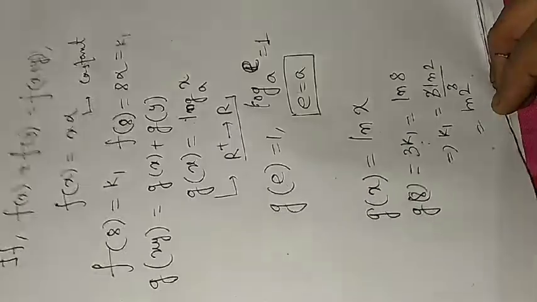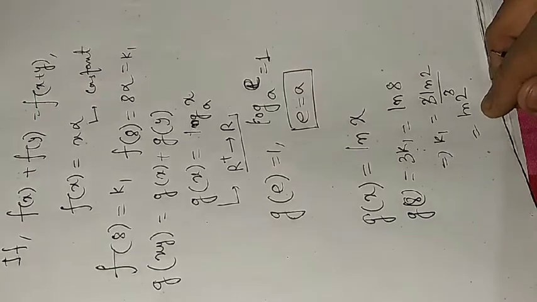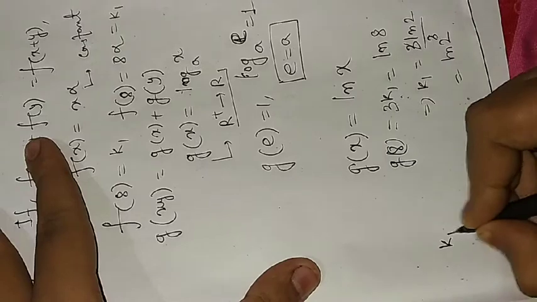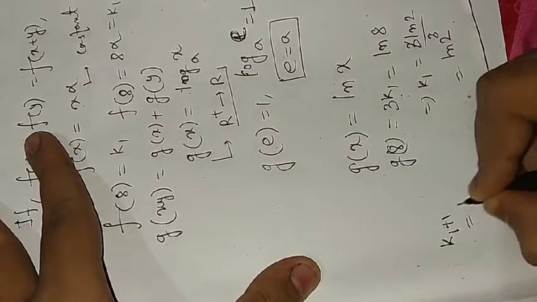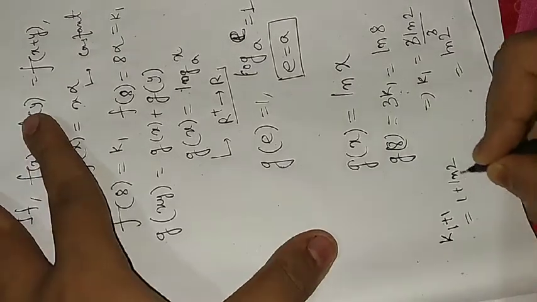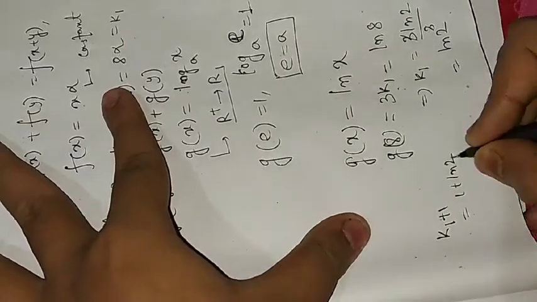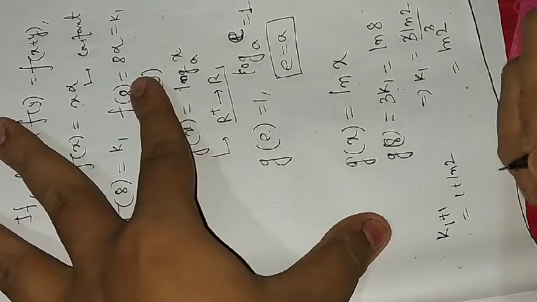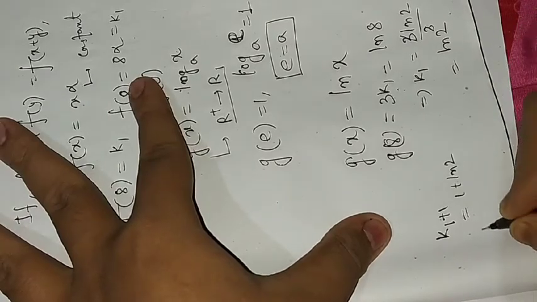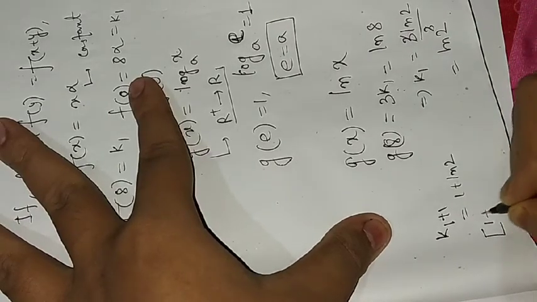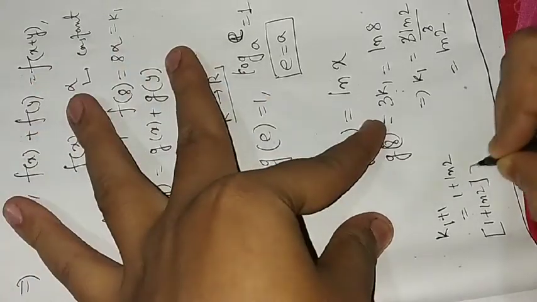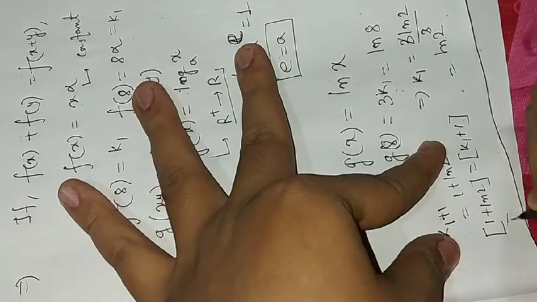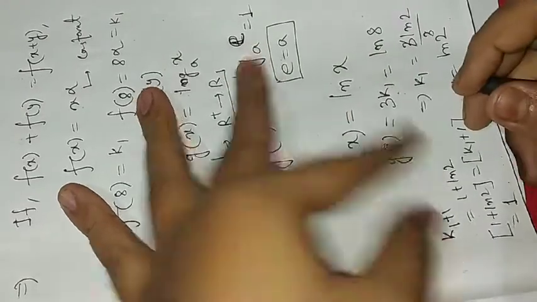Now we have the value of k1. Now going to solve for the main answer, k1 + 1 equals 1 + ln 2. Now ln 2 is smaller than 1, so this total term will be smaller than 2. So for 1 + ln 2, the greatest integer of k1 + 1 is equal to 1. This will be our answer.